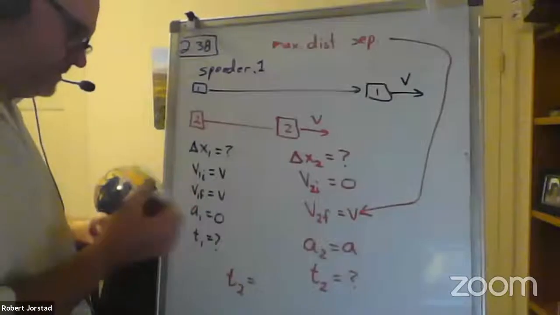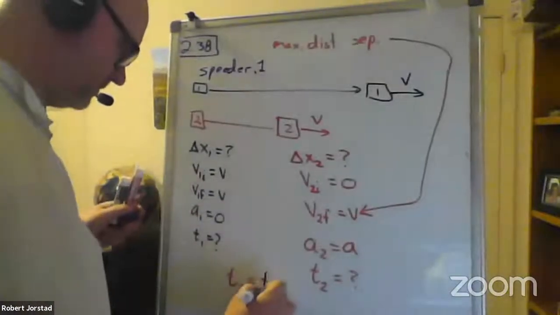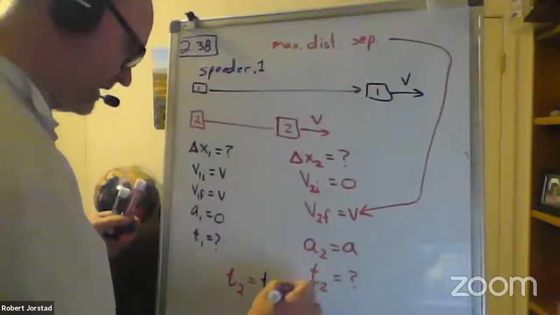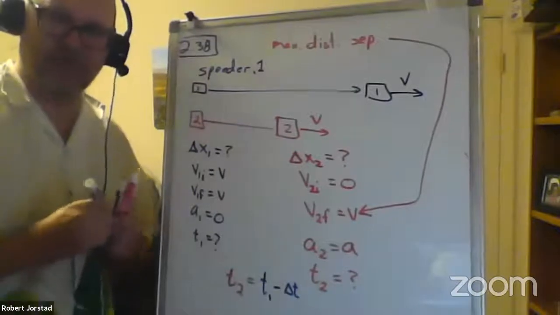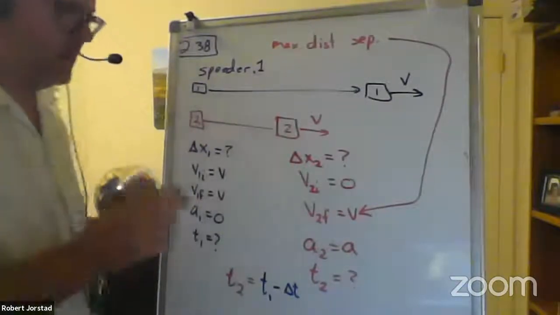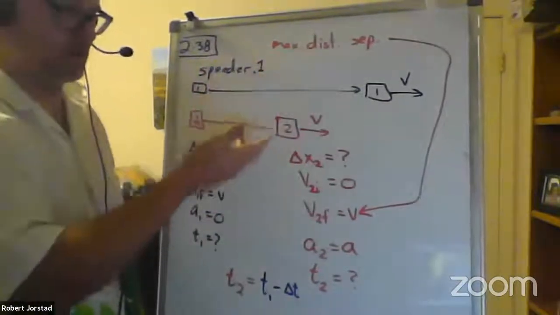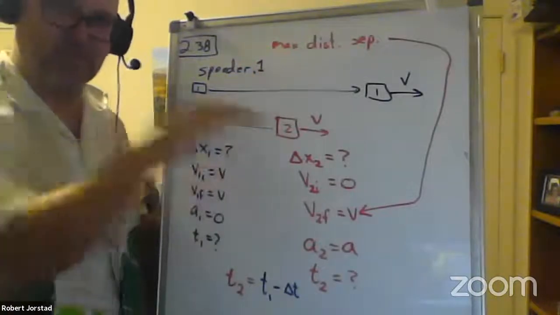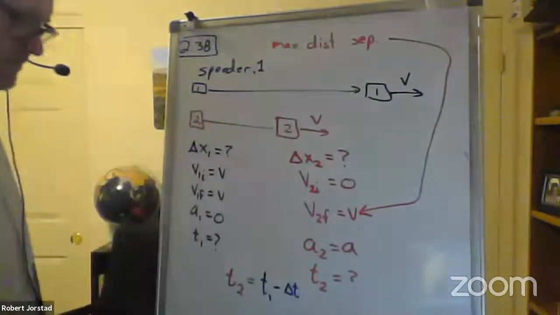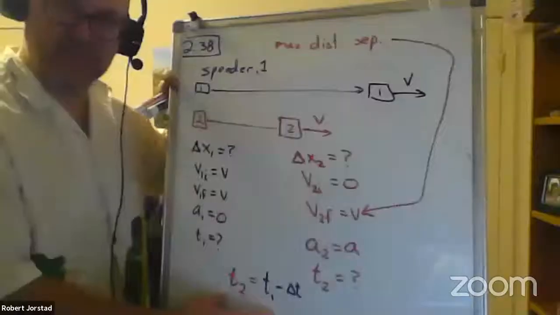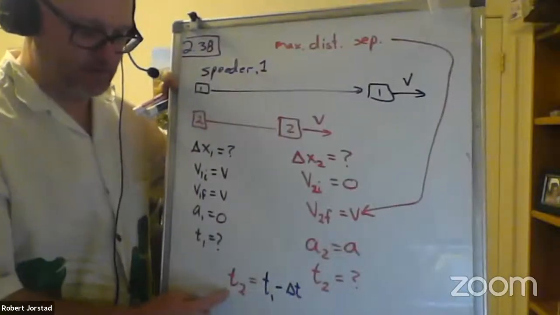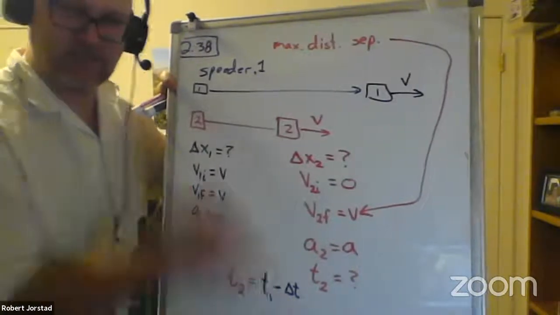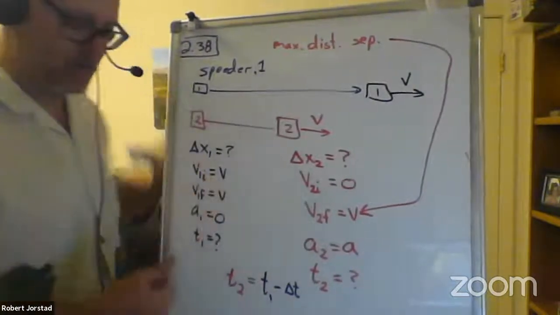Let me think here. Let's see if this makes sense. You're probably right, but I have to think it through. Who is traveling for more time here? The speeder or the cop? Who's actually driving for more time? Speeder, number 1. So does this make sense? The time of number 2 is time of number 1 minus a little bit. I think so. That looks sensible to me. T2 should be the smaller time, so it's T1 minus delta T.